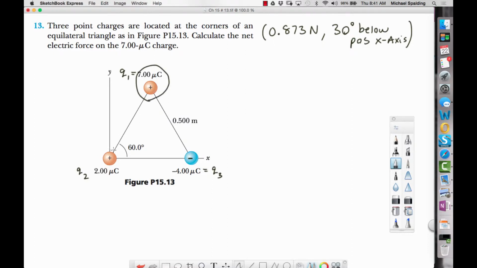Could the question have asked us to find the net force on that guy? Yeah, or that guy? Yeah, but it didn't. The question wants us to focus in on this 7 microcoulomb charge. So let's go through them one by one.